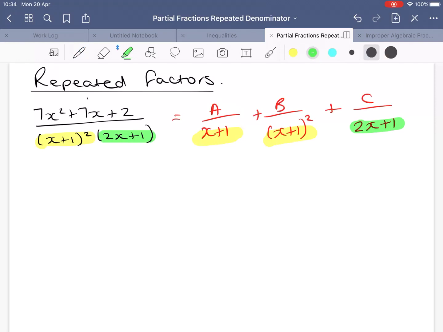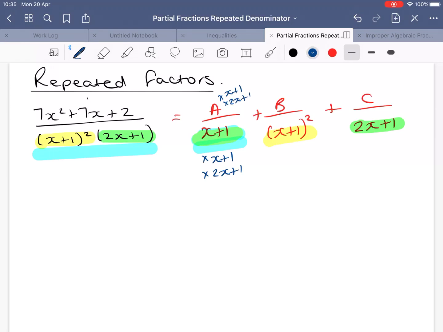I need to make this denominator the same as this denominator. So what do I have to do to this denominator to make it the same? Well, I've got to multiply it by an extra x plus 1 and the 2x plus 1. And again, whatever you multiply the denominator by, you have to do the same to the numerator. Right, let's look at the middle fraction. So I've got to make this denominator the same as this denominator over here. So now the only thing I need is a 2x plus 1. So again, whatever you multiply the denominator by, you have to multiply the numerator the same.